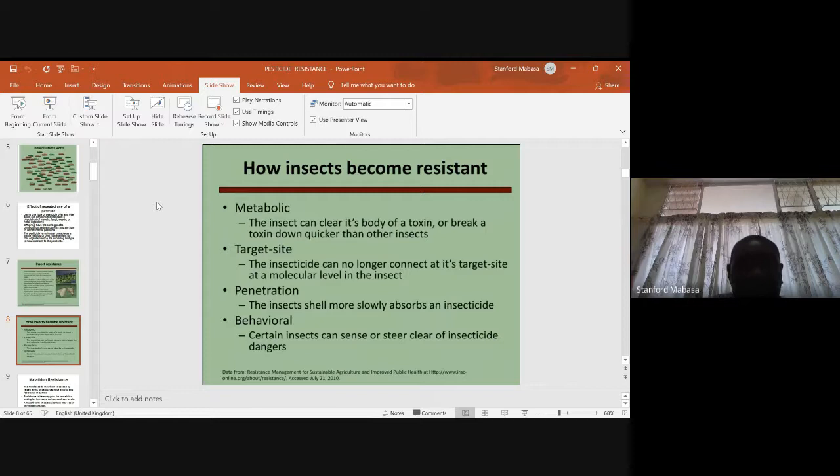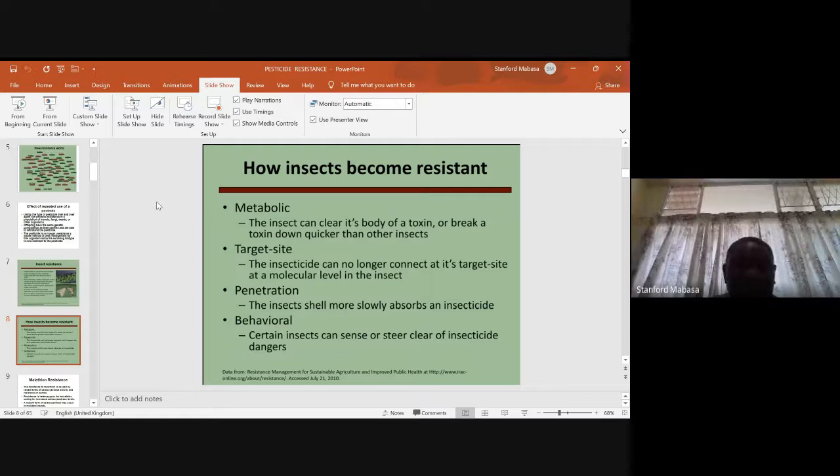Now let us look at how insects become resistant. There are four ways. The first one is metabolic. The insect can clear its body of toxin or break toxin down quicker than other insects. So if you have got a resistant type, if it consumes the insecticide, that insecticide is going to be broken down inside that insect so that it loses its toxicity. Later on, we'll talk about metabolic processes.